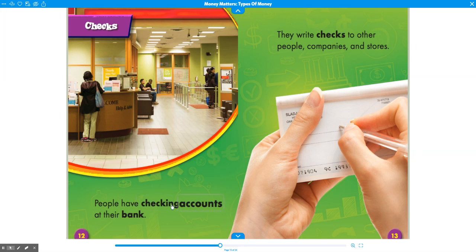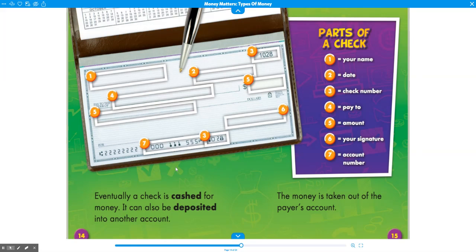People have checking accounts at their bank. They write checks to other people, companies, and stores. Eventually, a check is cashed for money. It can also be deposited into another account.